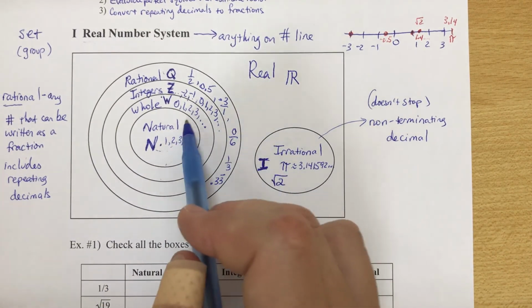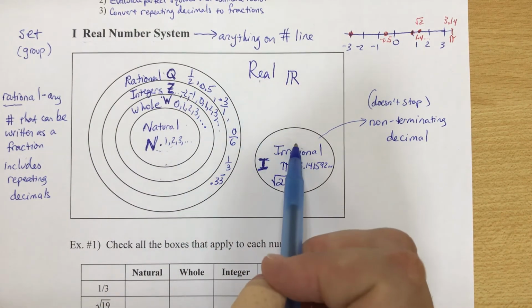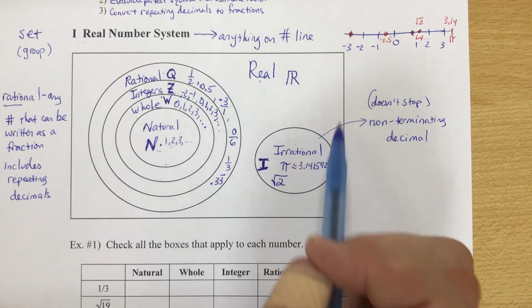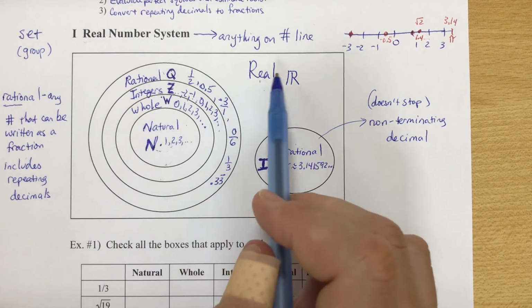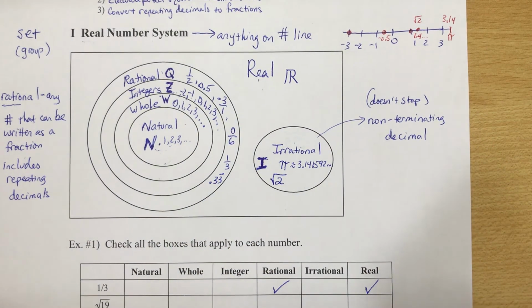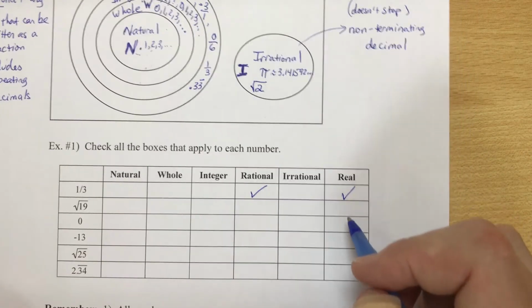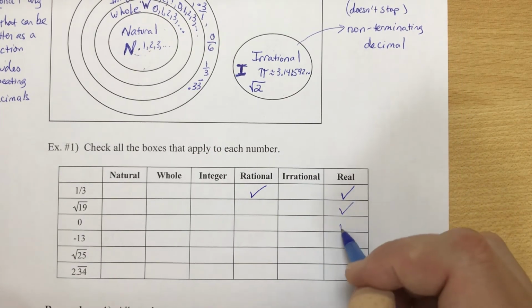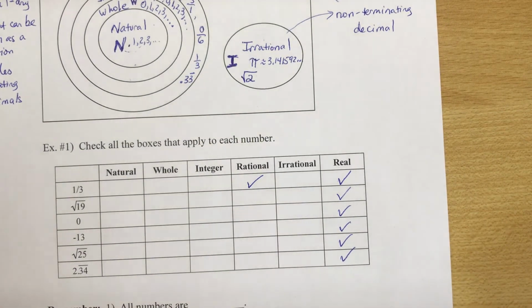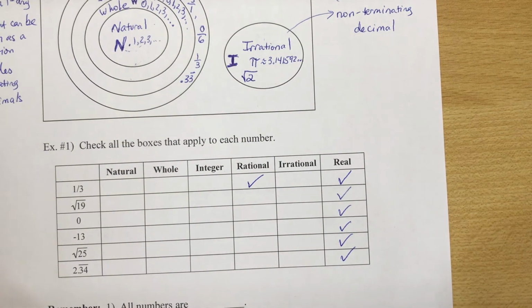Anything though, all of these numbers are real. Even irrational numbers are real. So the rational circle is inside the box. That means it's part of the box, which is real. So if you want to, you could actually go down the real column and check everything here. Because in this situation, in Algebra 1, everything that we're talking about is a real number.